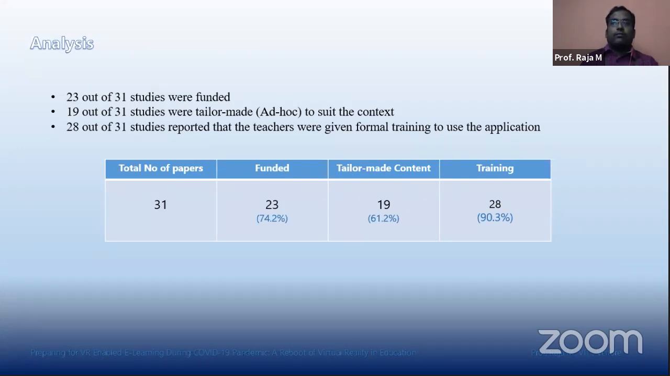23 out of 31 studies were funded, to my surprise, and all these studies were from abroad, not in India. So it clearly shows that big support for funding is required. As Sriram sir mentioned, it requires at least a minimum of 10 lakhs for a startup company. So imagine creating content for VR and AR, definitely funding is required. Out of all these studies, 19 had tailor-made content, which shows that you should be technically strong or have a good team to develop the content. And 28 out of 31 papers showed that everybody was trained, which means the teachers have to be trained.